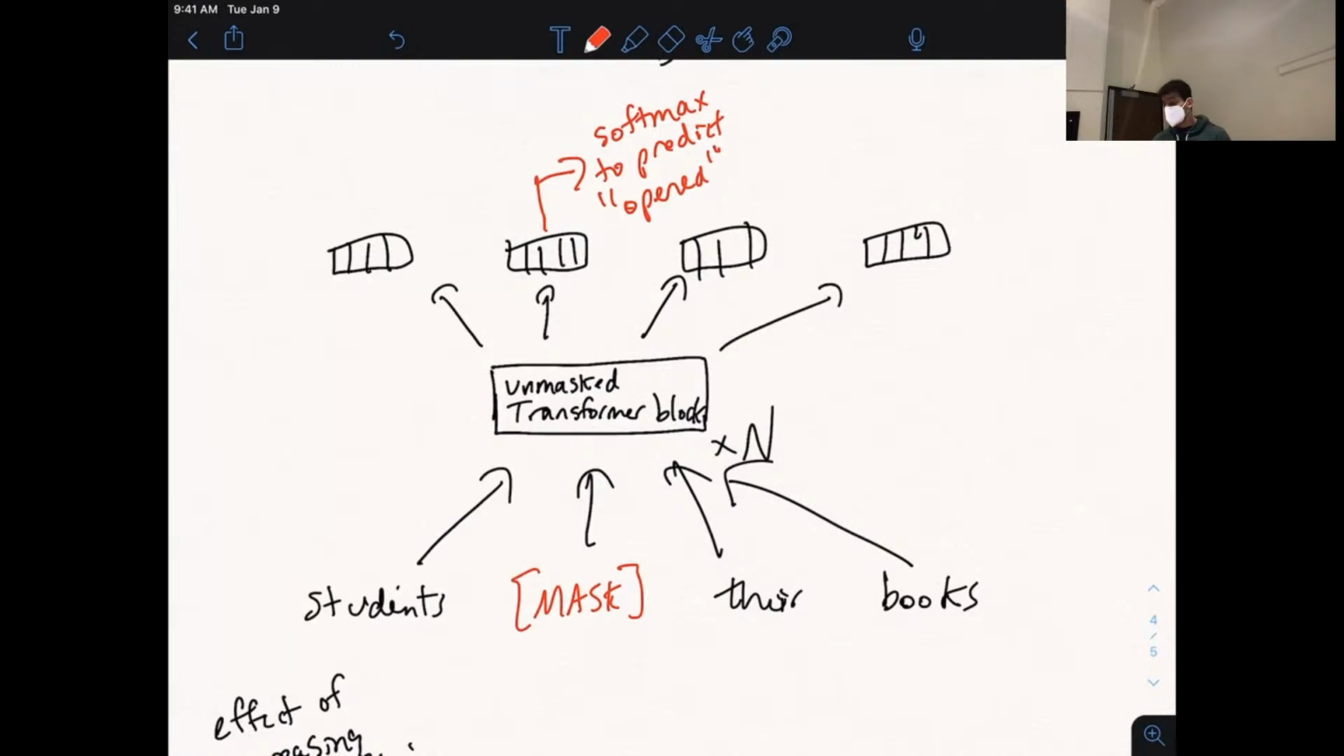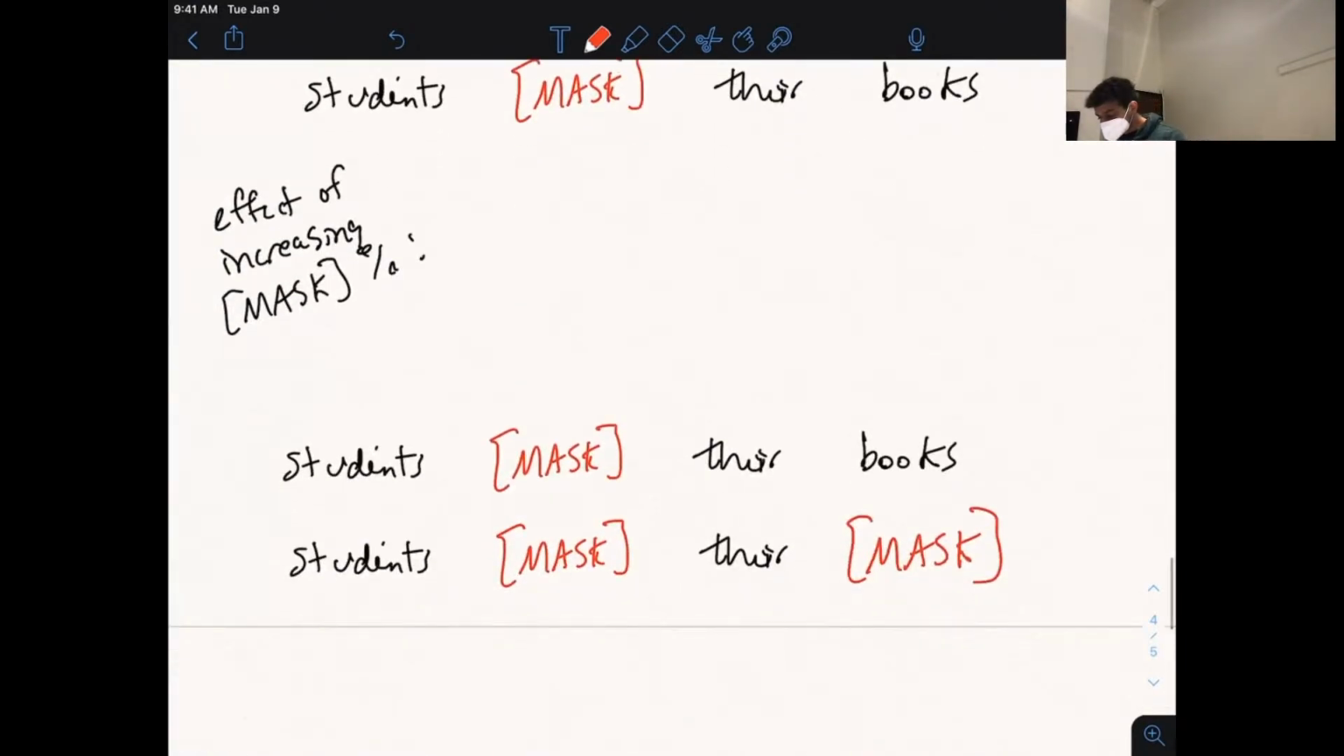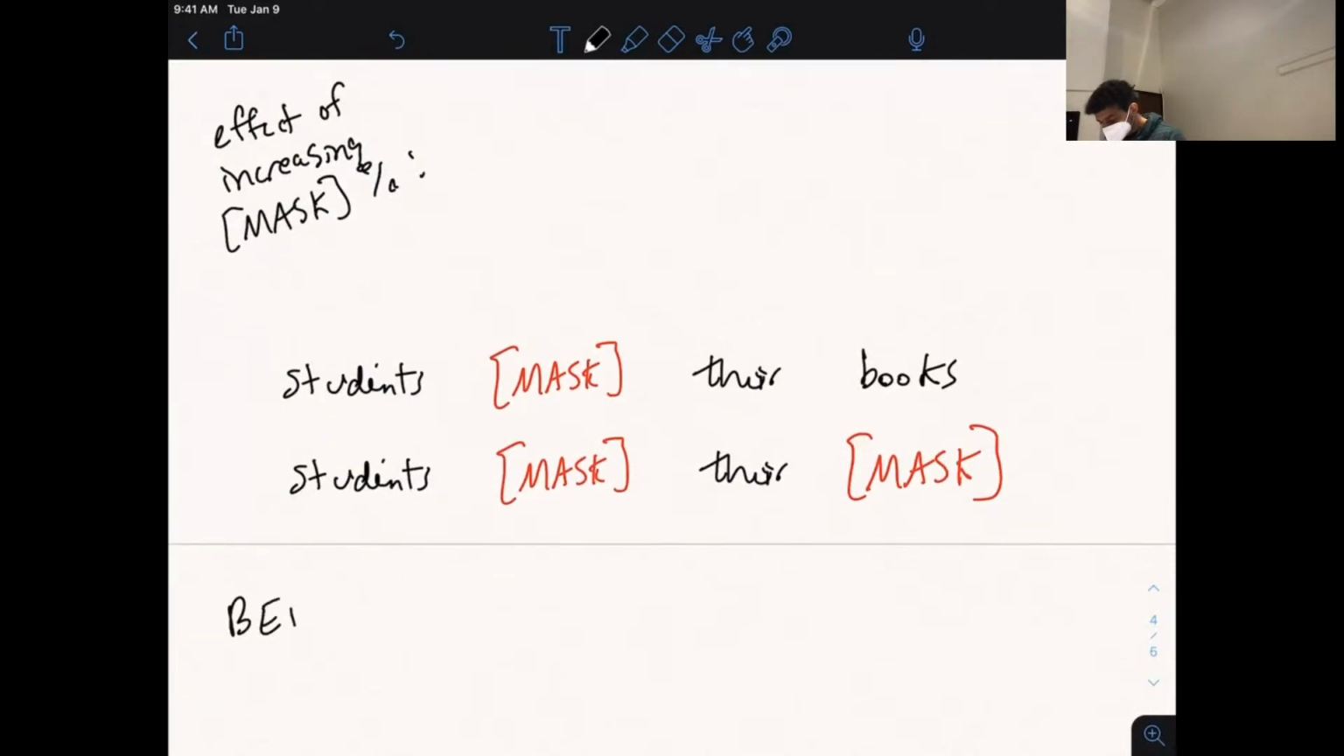So in the original BERT paper, they settle on a mask percentage of 15%. That means 15% of the tokens were masked. They found that this was the best balance between training efficiency and performance.